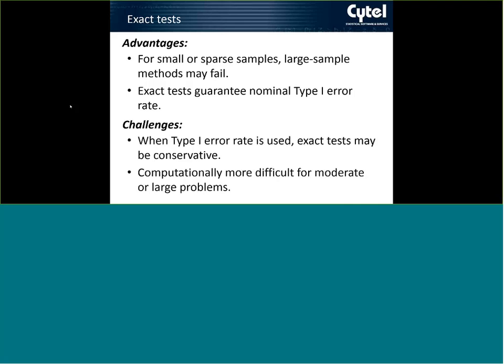On the other hand, exact tests can be challenging, and these challenges are the types of problems that Drs. Mehta and Patel and Perlace and Chowdhury and others at Cytel have tried to address over the years. One challenge is that when you actually use a type 1 error rate, exact tests sometimes tend to be conservative, and I'll illustrate what that means here in just a moment. And as I've said before, the other challenge is that exact tests often are computationally more challenging. And so even though they're more robust and they guarantee the type 1 error rate, they take a little more time and a little more memory.